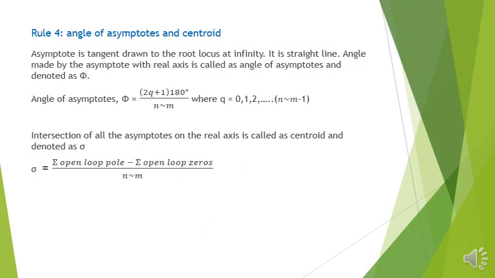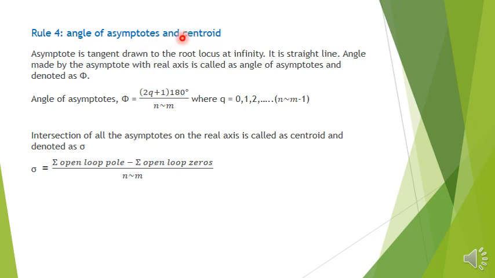Next, angle of asymptotes and centroid. Now this angle of asymptotes or centroid exists only when the number of open loop poles and open loop zeros are not equal. If there is a difference between open loop poles and open loop zeros, then only do asymptotes and centroid exist.